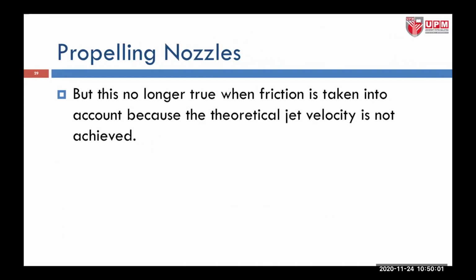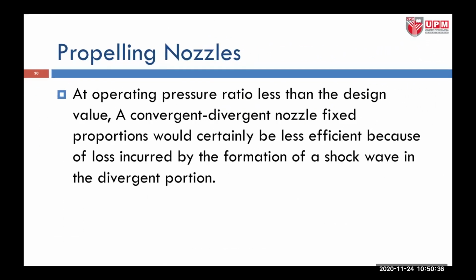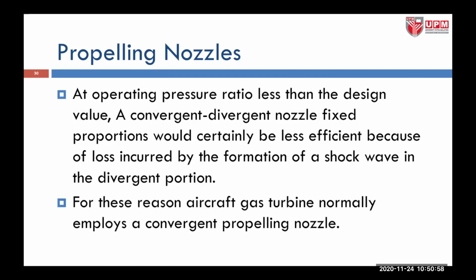But this is no longer true when friction is taken into account, because the theoretical jet velocity is not achieved. The use of a convergent divergent nozzle would probably result in a significant increase in weight, since you have more sections, an increase in length and diameter, major installation difficulties, and finally a penalty to the aircraft weight. And at an operating pressure ratio less than the design value, a fixed convergent divergent nozzle would certainly be less efficient because of the loss incurred by the formation of shock waves in the divergent portion. Because it is happening at high speed, shock waves will occur in the divergent portion. For this reason, aircraft gas turbines normally employ only a convergent propelling nozzle.